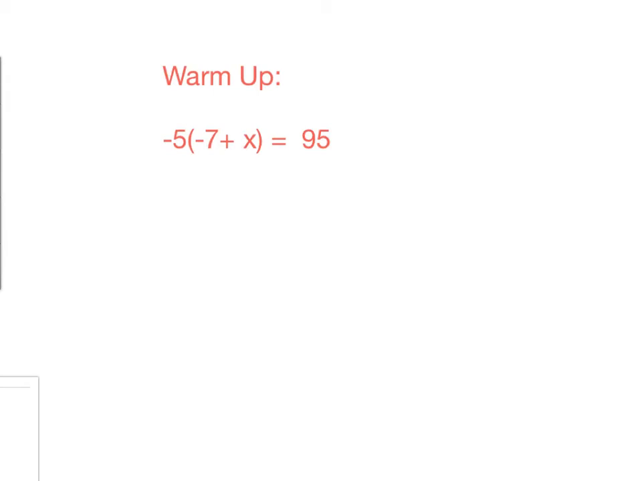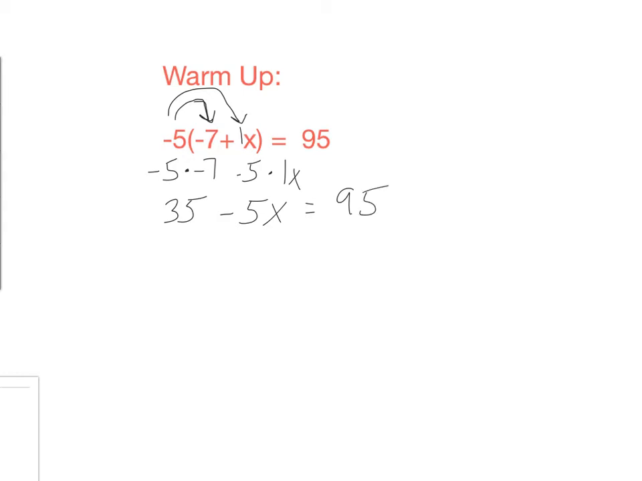All right, first thing I need to do is the distributive property. So I need to distribute this negative 5 into both of these terms here, negative 7 and positive x, which is really a 1x. So multiply negative 5 times negative 7, and that turns into 35. Then multiply negative 5 times this positive 1x, and that turns into a negative 5x. All of this is equal to 95.